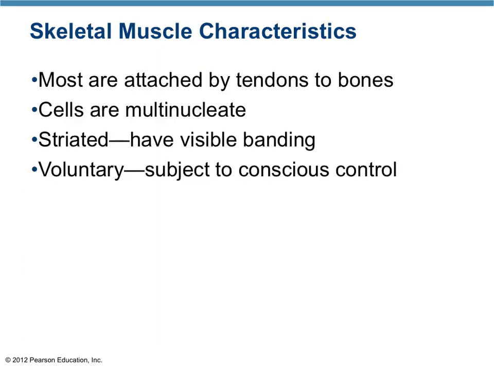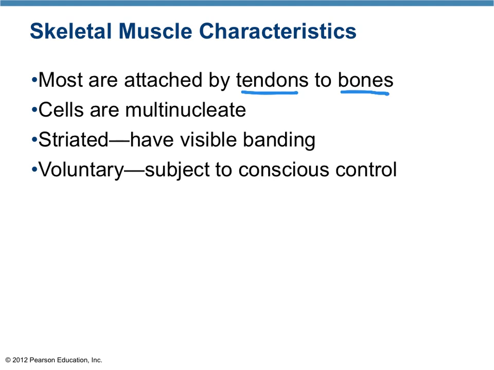Now we're going to go into depth a little bit more about skeletal muscle. So most skeletal muscles are attached by tendons to bones. Most muscles cross a joint. So the tendons are usually what crosses the joint, and then the belly of the muscle is above or below the joint, depending on where it causes the joint to bend.